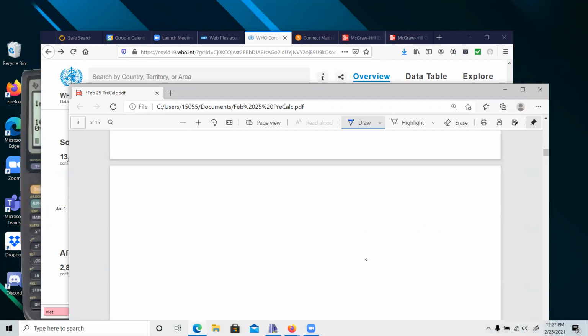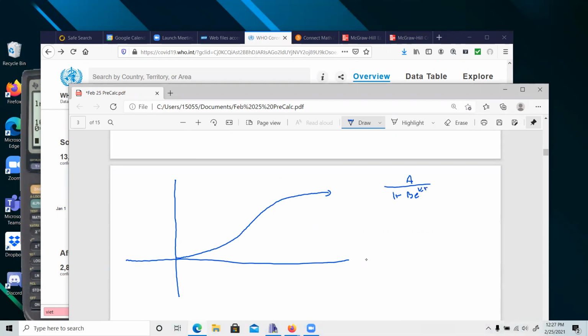So we talked a little bit about the logistic curve. This thing is A over 1 plus B e to the kt. Okay, that's the population curve. A is max population. So we did one problem that talked about computer viruses, but this also works for human diseases too.